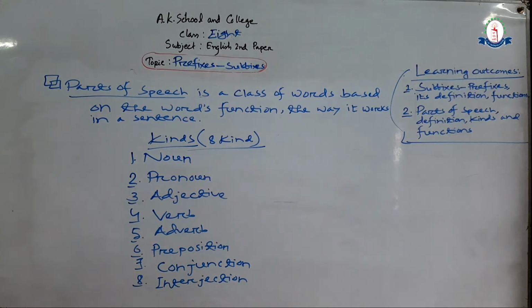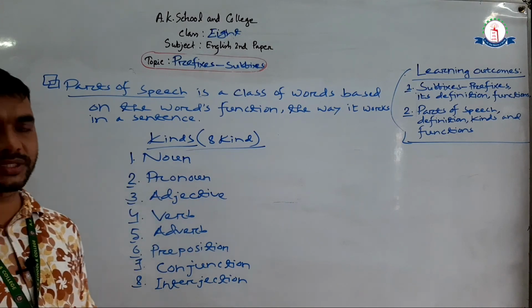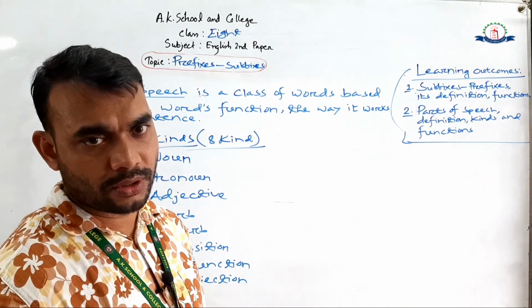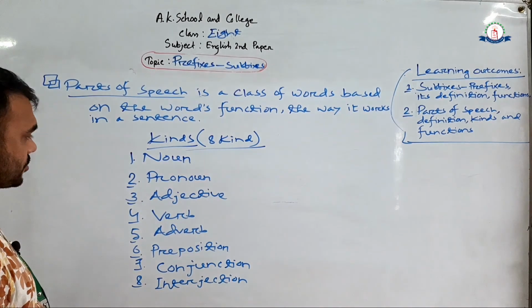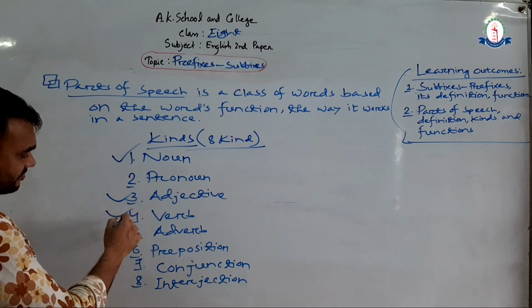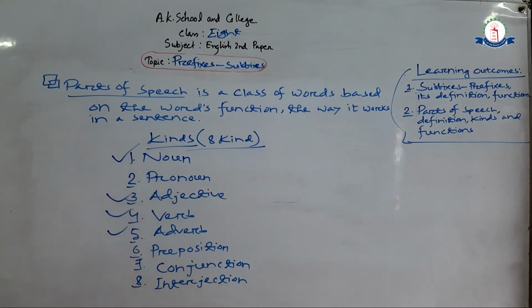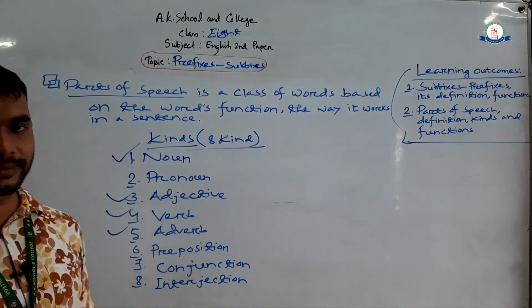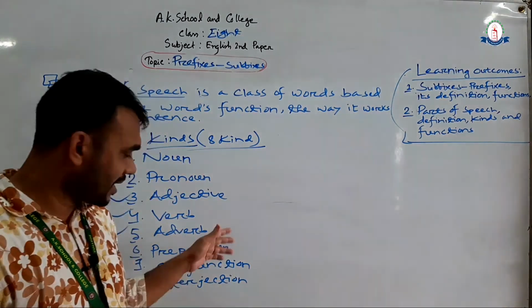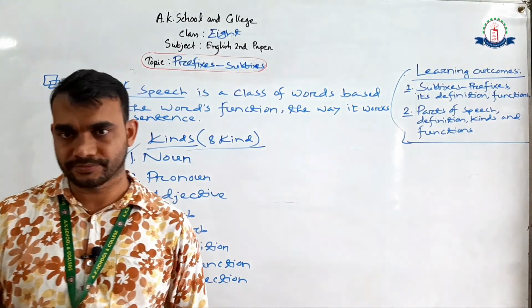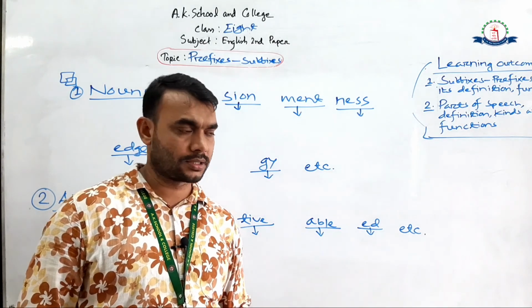So here look at the board please. Here are 8 parts of speech, but in terms of prefixes and suffixes, I will work only with 4 parts of speech. So here look at the board. Here noun, adjective, verb and adverb. I have selected 4 types of parts of speech only because these 4 types, noun, adjective, verb and adverb, are related with prefixes and suffixes, and the other 4 kinds will not work to complete a prefix and suffixes. Look at the board please.